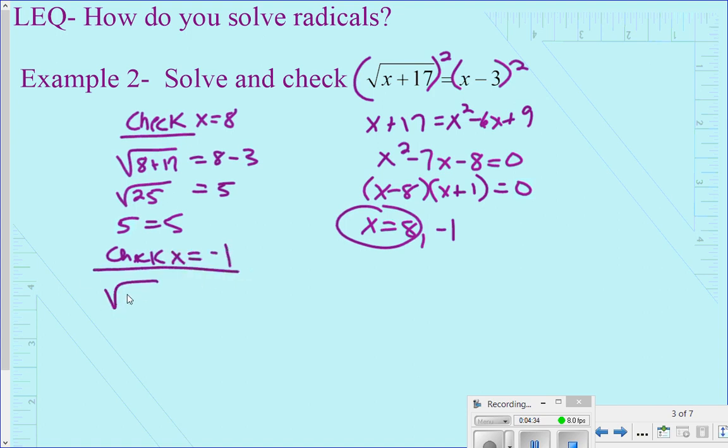So the square root of negative 1 plus 17 should equal negative 1 minus 3. So the square root of 16 should equal negative 4. Well, we're not solving an equation here. We're just answering what's the square root of 16. The square root of 16 is 4. That's not equal to negative 4. So that means x equals negative 1 is not a solution. It's an extraneous solution. And x equals 8 is the only answer.